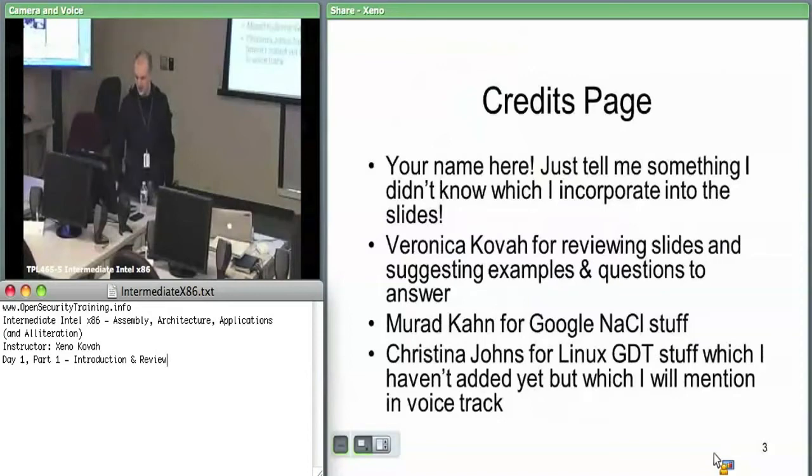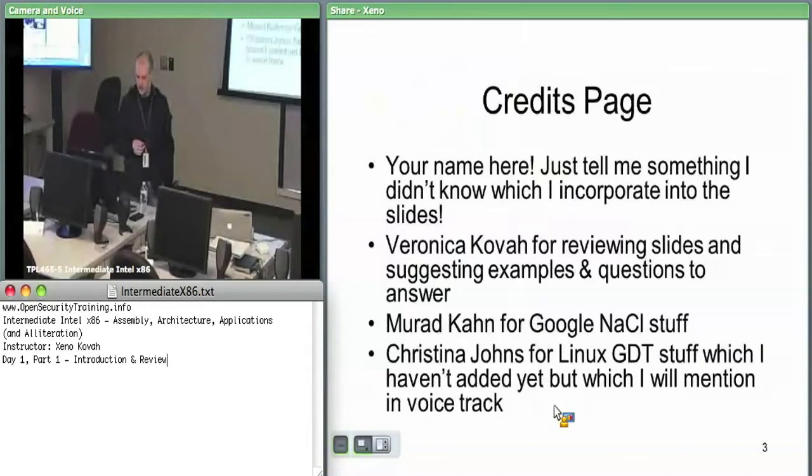Later on, there's some material by Ron Kahn, who pointed out how Google's Native Client, a browser plugin protection software, uses some of the segmentation stuff that we're going to learn about today.